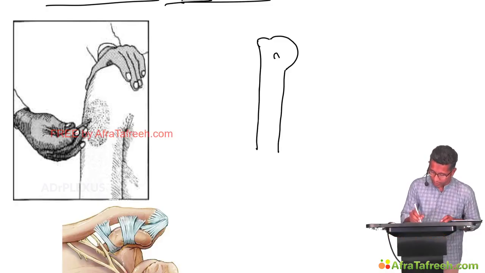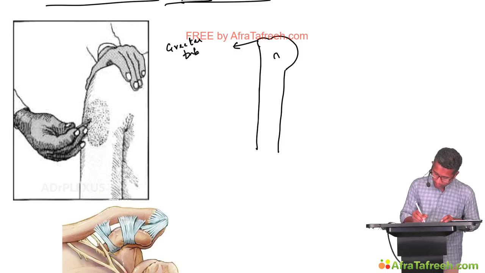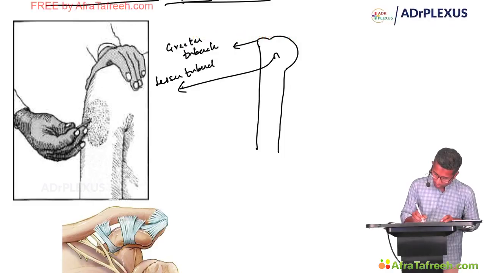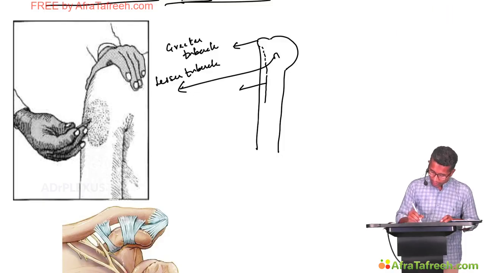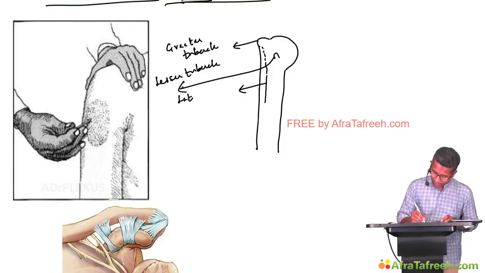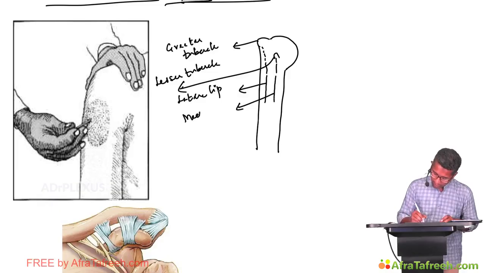So what is this? This is called the greater tubercle of the humerus, and this is called the lesser tubercle of the humerus. Now from the greater tubercle, you get a ridge which is called the intertubercular ridge. This is the lateral lip of the intertubercular sulcus, and this is the medial lip of the intertubercular sulcus.